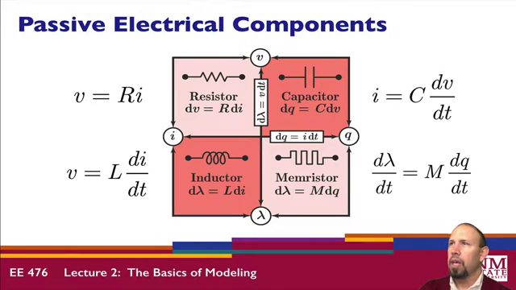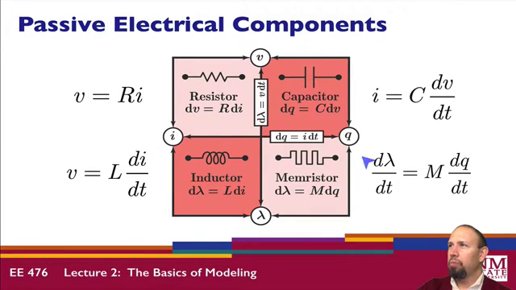When it comes to passive elements, there are 4 essential passive elements that we would work with. So these are the 4 elements. We have a resistor, capacitor, inductor, and memristor. A memristor you don't hear too much about yet. We will probably be hearing about them more in the future.